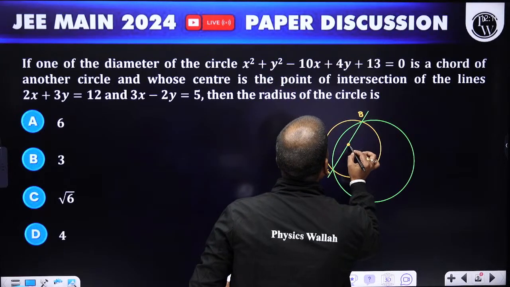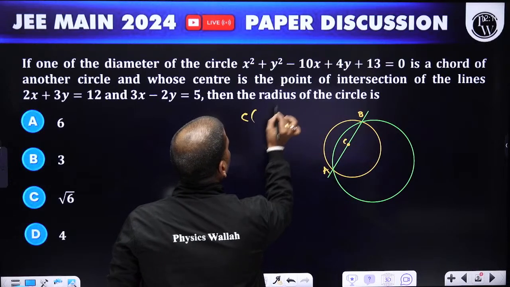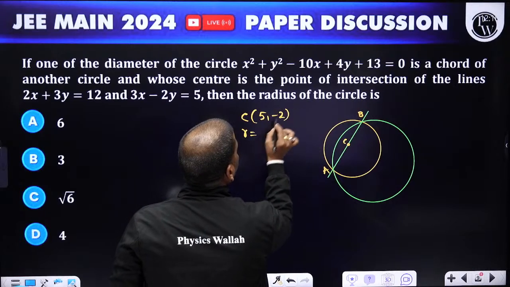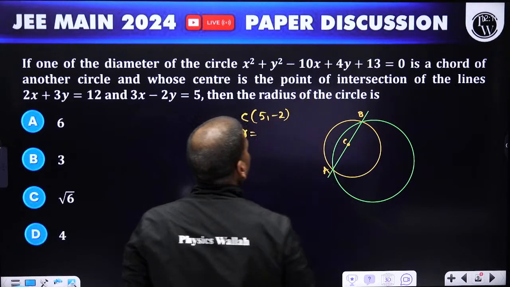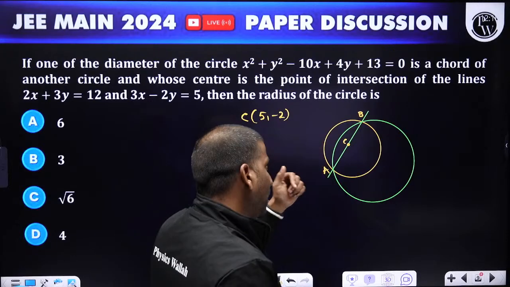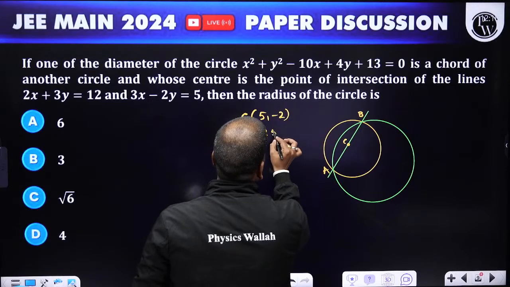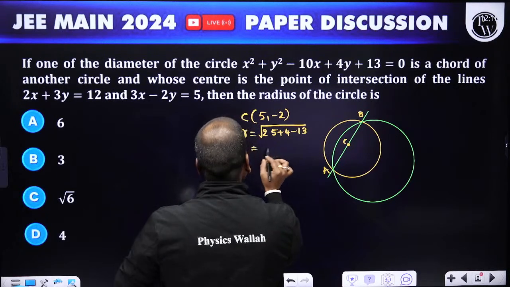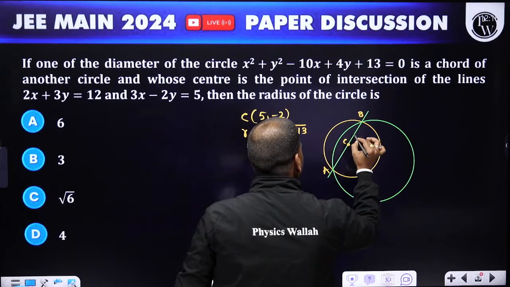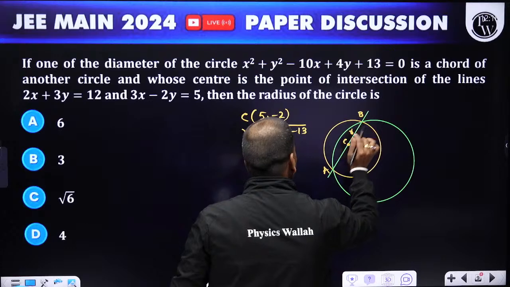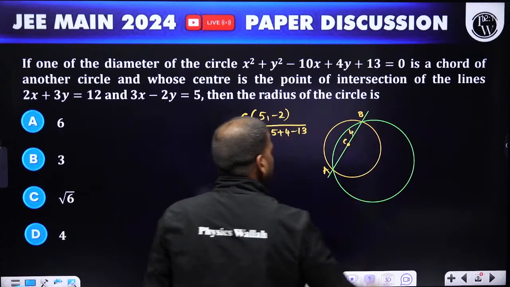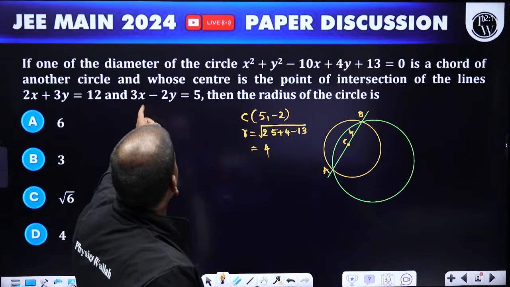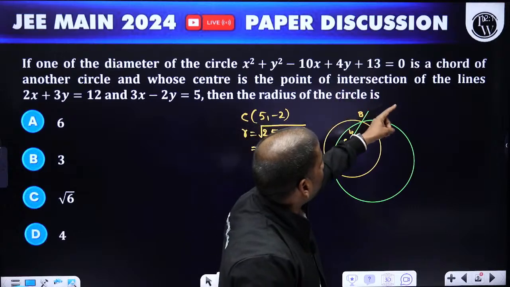So what is the point here? This is C. C is 5, minus 2. And we will find the radius also: 25 plus 4 is 29, 29 minus 13, 16. Which is 4. So this length is equal to 4. Yes. Okay, fine. Next.